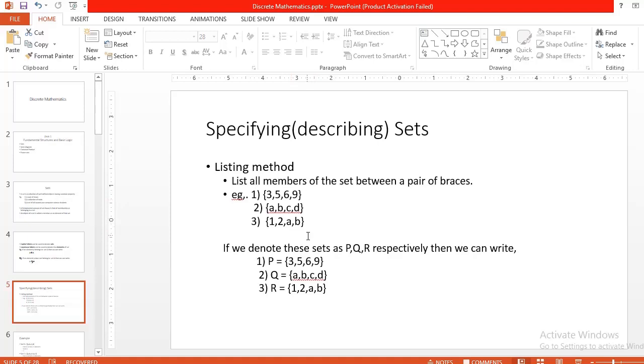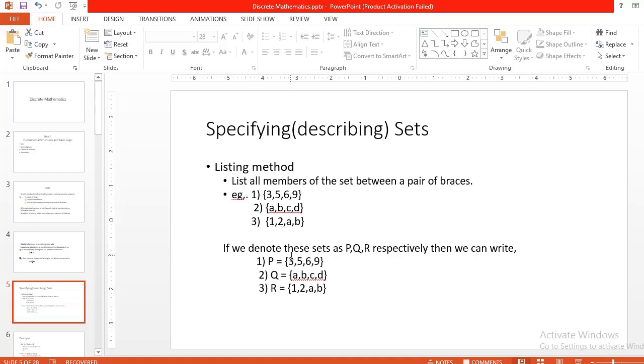Okay, like this way. So these are the members of the set A, or the elements of the set. So suppose we want to denote or specify this set, then how can we denote it? We can write P = {3, 5, 6, 9}. This is our first set.